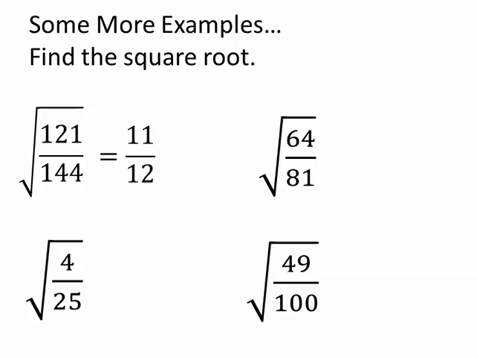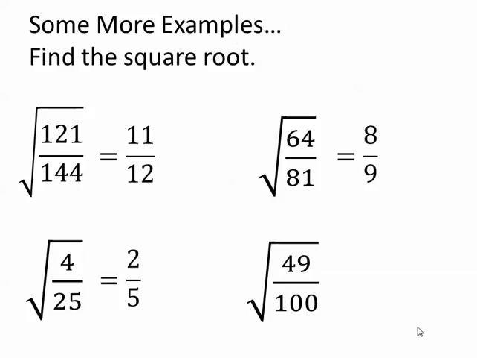Let's look at the square root of 4 over 25. What number times itself gives you 4? That would be 2. And what number times itself gives you 25? And if you said 5, then you've got 2/5. Very good. Stop for just a moment. You try to find the square root of 64 over 81 and the square root of 49 over 100, and then start the video when you have your responses.